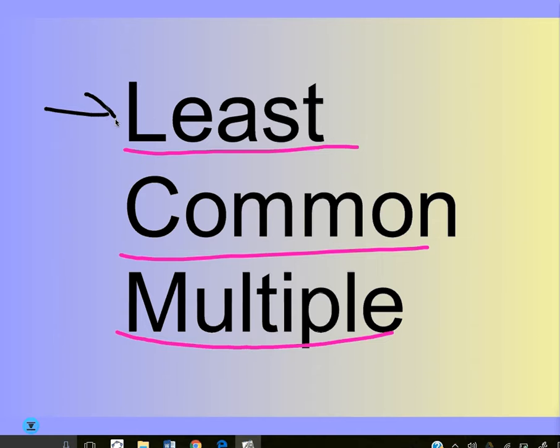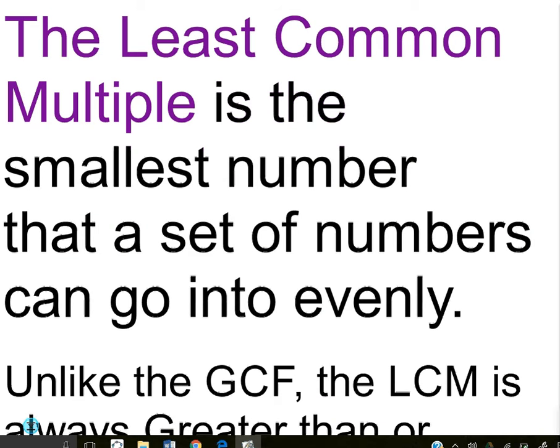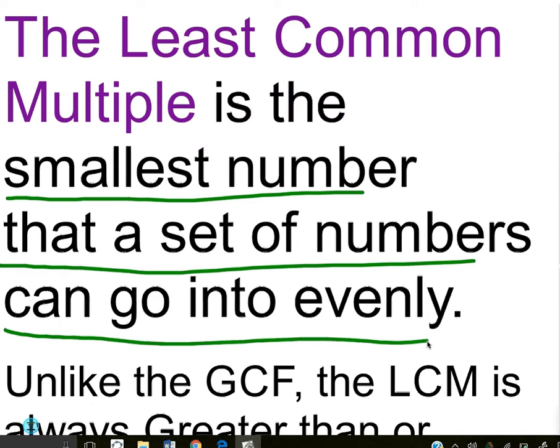And if you think about it, L comes after G in the alphabet. So maybe that'll help you remember that the LCM is at least bigger than or equal to the biggest number. The GCF is smaller than or equal to the smallest number. So the least common multiple is the smallest number that a set of numbers can go into evenly. Now the key word is evenly, okay?